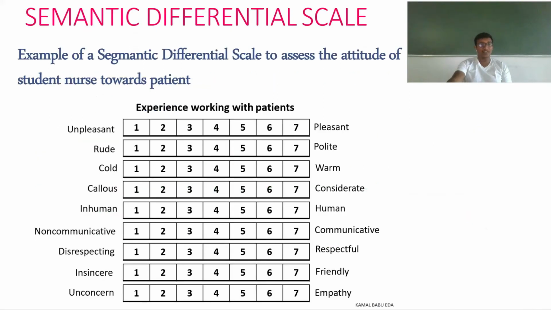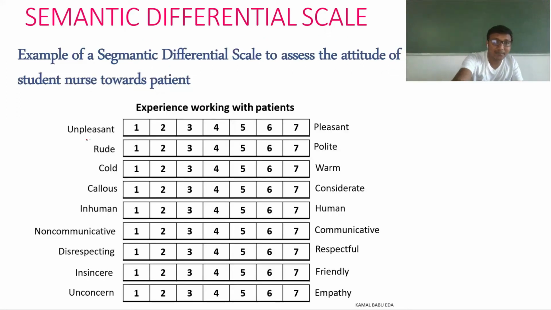Example of a semantic differential scale to assess the attitude of a student nurse towards the patient. Here you are checking the attitude of a student nurse towards the patient. How is the working experience with the patient? You can ask whether it is pleasant or unpleasant. You can ask for a rating: whether the patient is rude or polite, whether the relationship is cold or warm, callous or considerate, inhuman or human, non-communicative or communicative, disrespecting or respectful, insincere or friendly, unconcerned or empathetic.